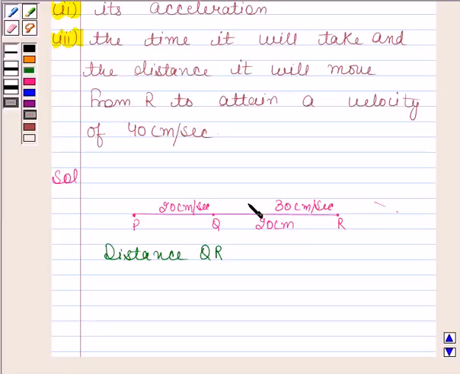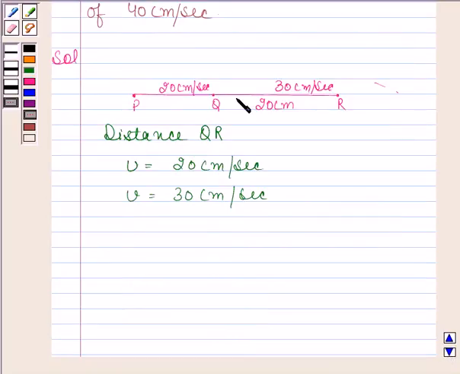Now this velocity becomes the initial velocity of the particle when it moved from point Q to R. So we have U as 20 cm per second and this is the final velocity of the particle, that is 30 cm per second. Distance moved by the particle from point Q to R is 20 cm. Now, we know that V squared is equal to U squared plus 2AS. So, by using this equation, we will now find A.